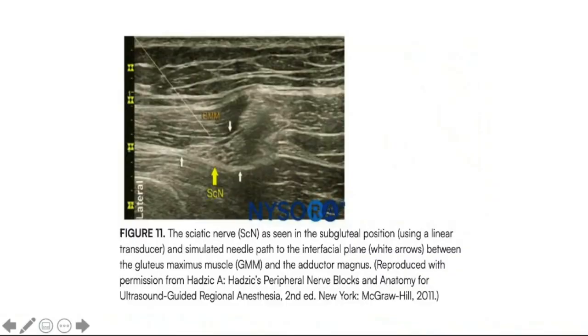Okay, so for this one, the sciatic nerve as seen in the subgluteal position, our aim is to aim at this hypoechoic area between the gluteus maximus and also quadratus femoris down there. And so like you see, the sciatic nerve will appear as an oval hypoechoic structure.